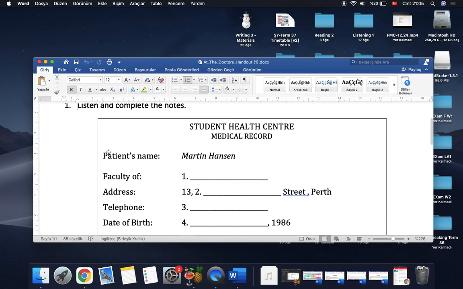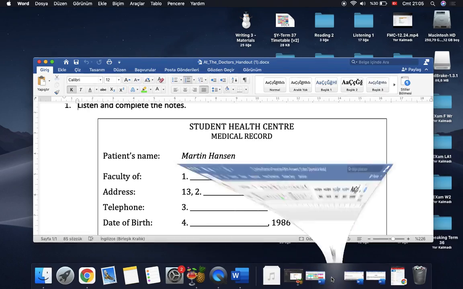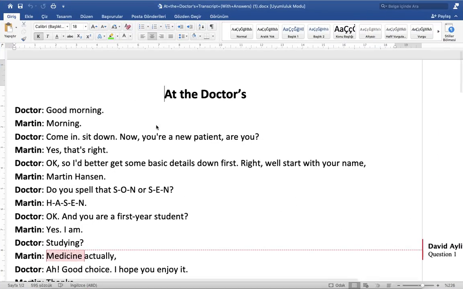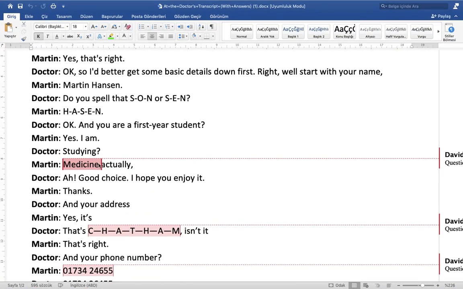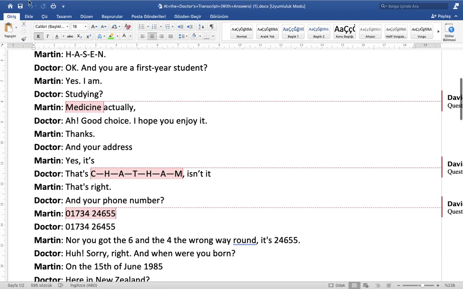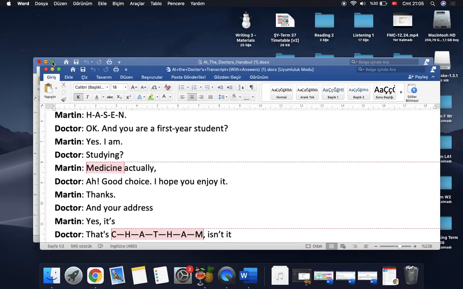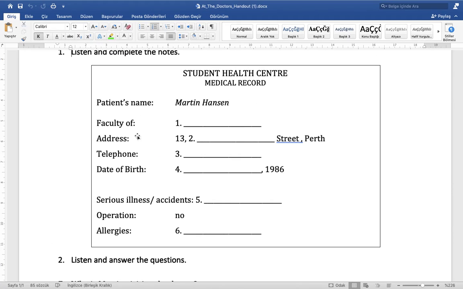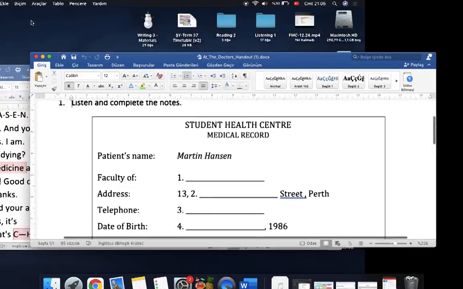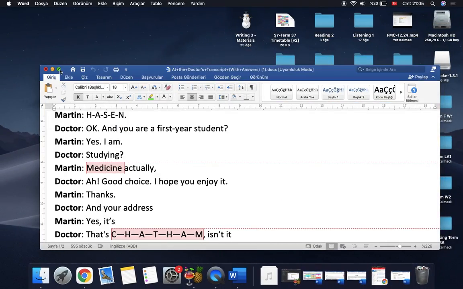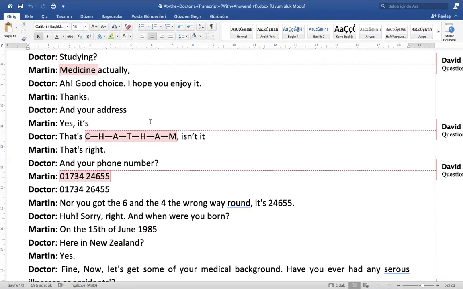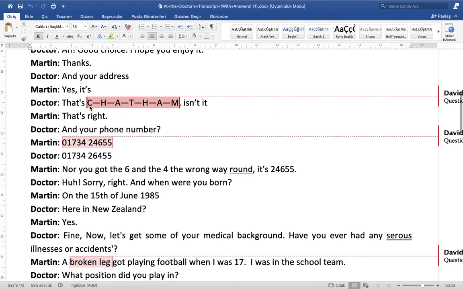So the first one was faculty name. Let's see. The faculty that the student is in is medicine. And the second question asks about the address. So what street? And here there's a spelling. I'm sure you had time to write the spelling. Chatham is the correct spelling.